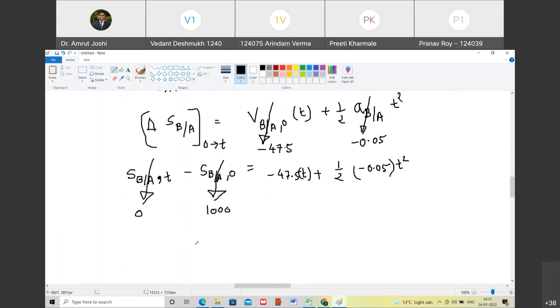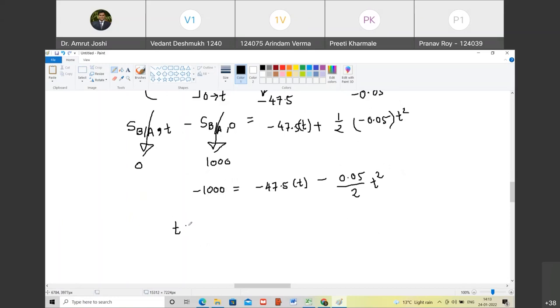So what is the equation that we get? Minus 1000 is equal to minus 47.5 t minus 0.05 by 2 t square. Please tell me two roots of this. So I will get two roots of this time. What are those two roots? Can you tell me?